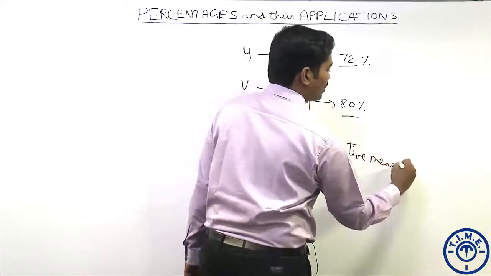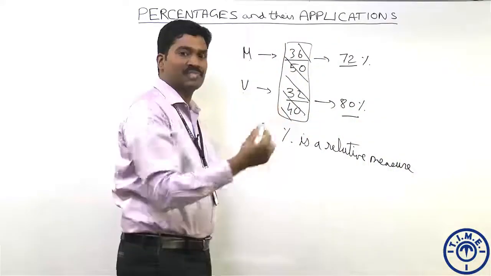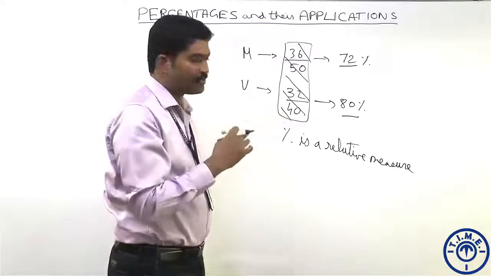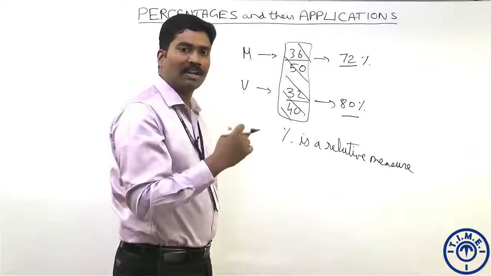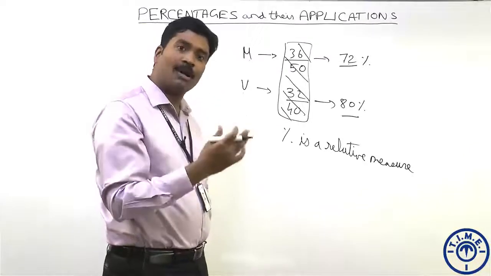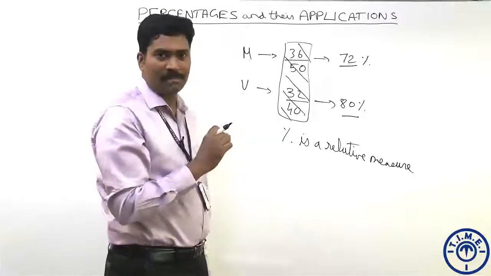It's a relative measure and it is always a percentage of something. 72% of 100, we will know he got 72 marks. 72% of 200, we know that he got 144 marks. 72% of 1000, we know he got 720 marks.